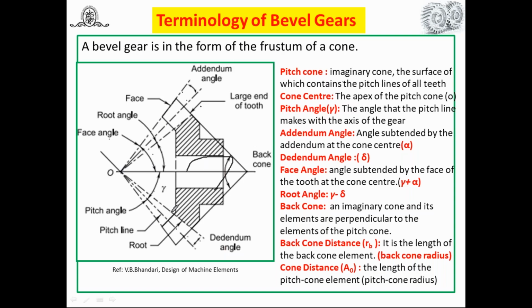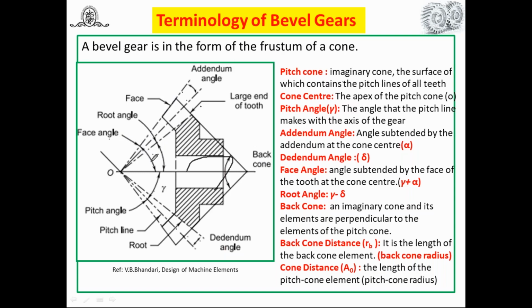Then pitch angle: the pitch line makes an angle with the axis, denoted by gamma, and that is the pitch angle. Addendum angle is the angle subtended by the addendum at the cone center. Similarly, dedendum angle is the angle subtended by the dedendum from the bottom side at the cone center, denoted by delta; addendum angle is alpha. Face angle means the angle made by the outer face with the axis.